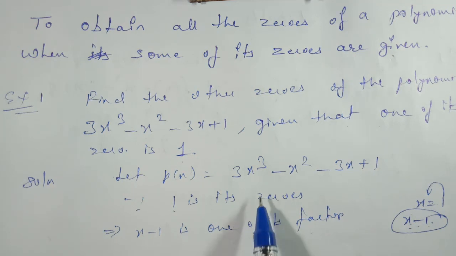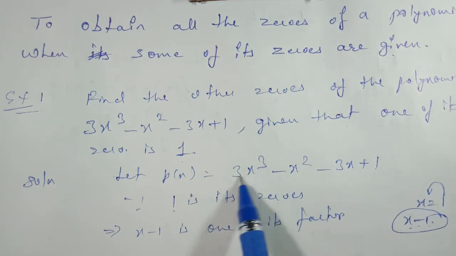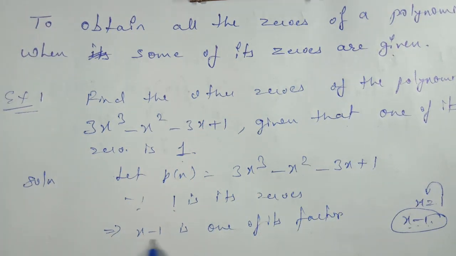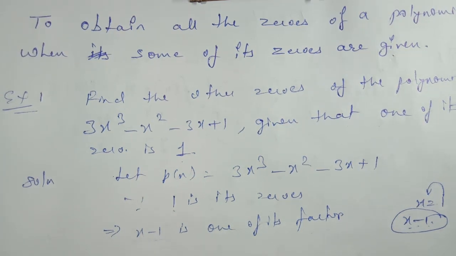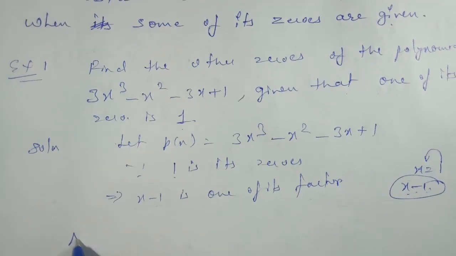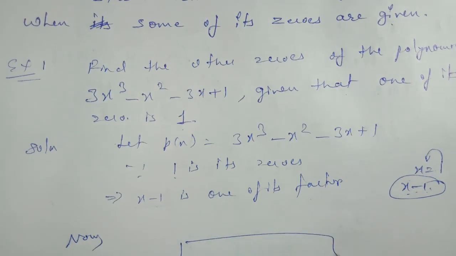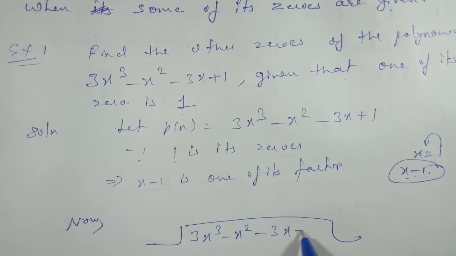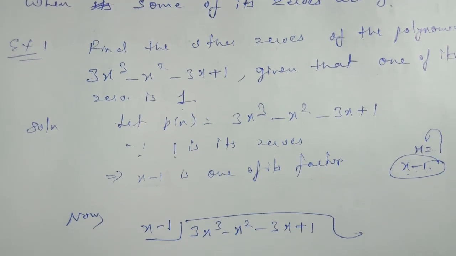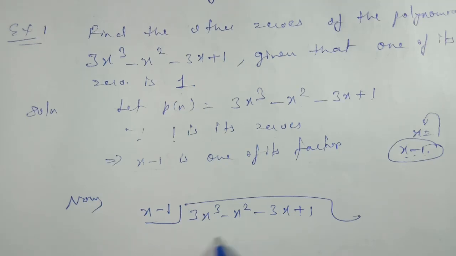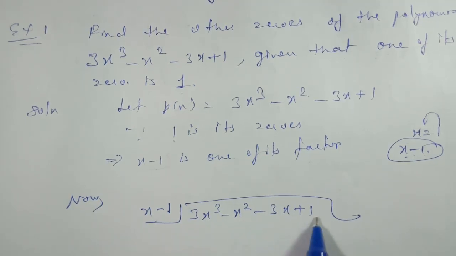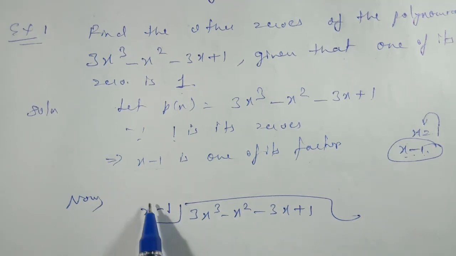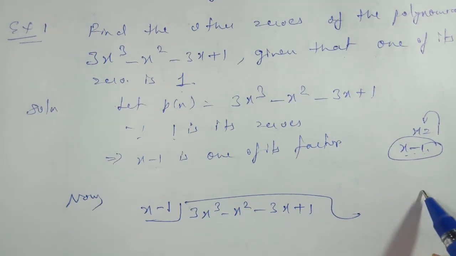Now for finding the other 2 factors, what we have to do, we have to divide this polynomial by this factor. So let us do the division now. We have to divide 3x cube minus x square minus 3x plus 1 by this factor. Now we have to follow the rule of the division. First we have to check the order of the dividend, 3, 2, 1 and without variable term. The order of the divisor is also 1 and without variable. So rough work has started.